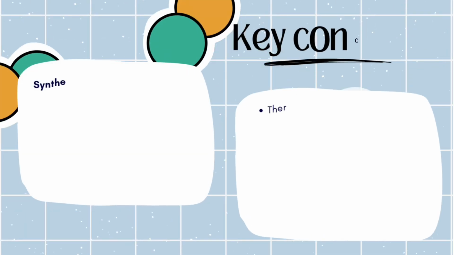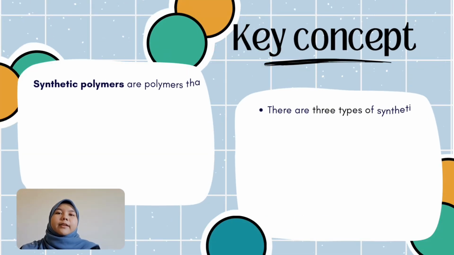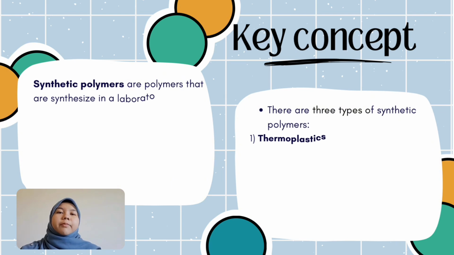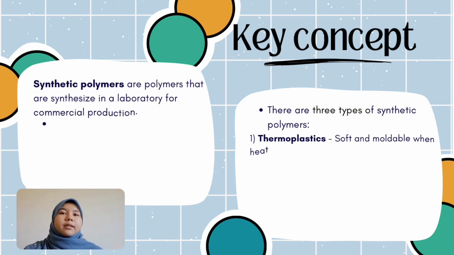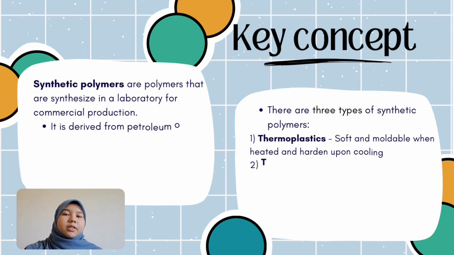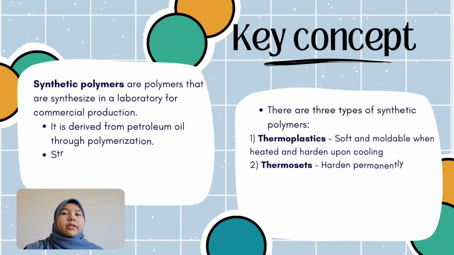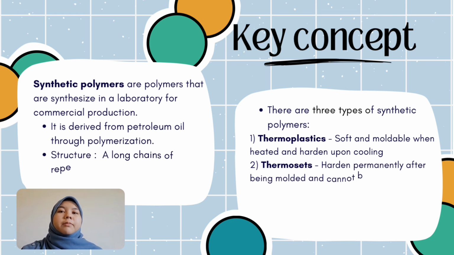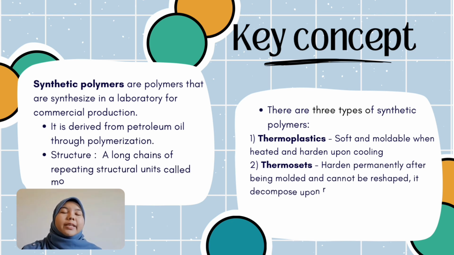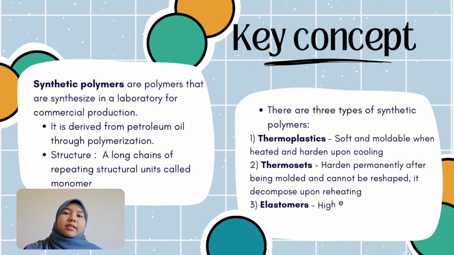Let's talk about the key concept of this topic. Firstly, I will give the definition of synthetic polymer. Synthetic polymers are polymers that are synthesized in a laboratory for commercial production. It is usually derived from petroleum oil through polymerization. So, what is polymerization? Polymerization is basically a chemical process which links small molecules, called monomers, into a long chain with a high molecular weight known as polymer.